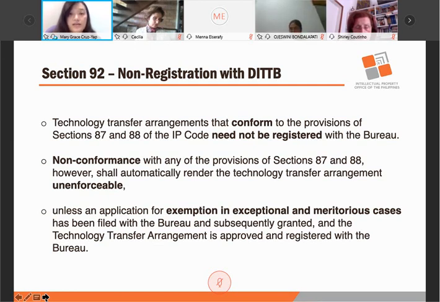So we advise that all technology transfer arrangements where the subject matter is IP and IP rights, please go to the Documentation, Information and Technology Transfer Bureau and have them reviewed by us for conformity. And you seek clearance for your TTA. A certificate of clearance will be issued once your TTA provisions are conforming to the law, and you can use that as proof of the enforceability of your contract.